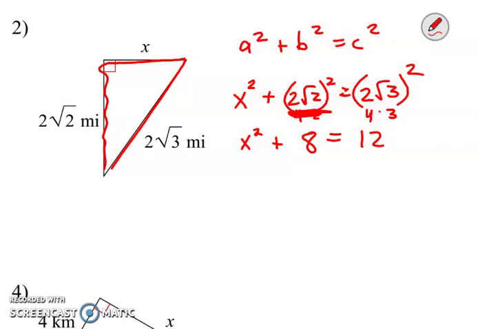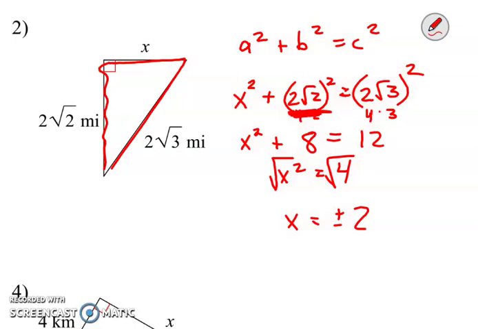I'm going to take away 8 from both sides, so that I'm left with just x squared, and that'll be 4 over here. And now when I take the square root of both of those, I get x equals, if you're thinking about this in terms of algebra, you would say plus or minus 2. Okay, a square root of 4 is technically plus or minus 2.